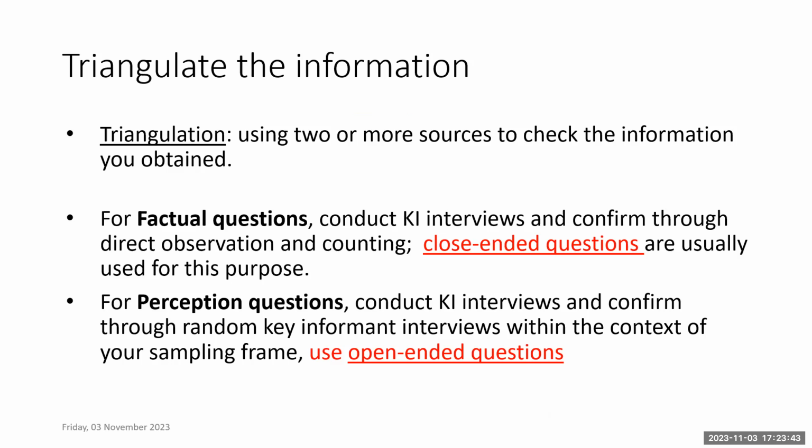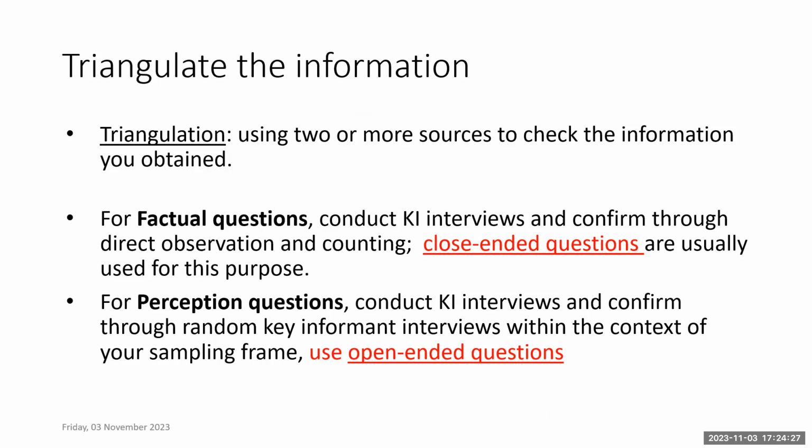Triangulating information. We use triangulation of information to check the information that we have obtained. For factual questions, that is when we are gathering information on facts, when we conduct key informant interviews, for instance, we can confirm it through direct observation and counting. You take a key informant interview, like I've mentioned, you can confirm through what? Direct observation. You go by yourself and observe. And we can also use closed-ended questions for this purpose. I will explain what we mean by closed-ended questions as well as open-ended questions.